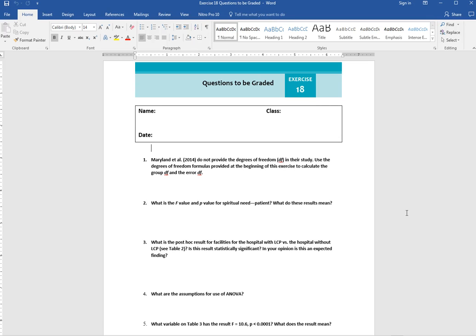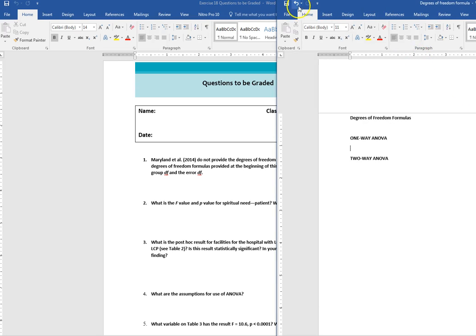So for ANOVA, we have a couple different formulas for degrees of freedom. And we have formulas for the number of participants and formulas for the number of groups. So let's go over those. When we're doing a one-way ANOVA, we have just the number of groups minus one. But when we're considering more than one factor, we would look at between groups and within groups degrees of freedom.